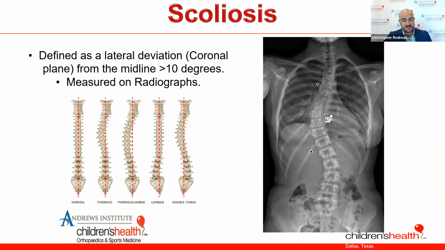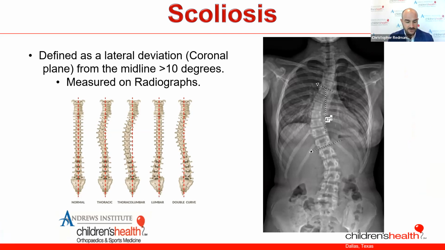When we look at scoliosis itself, it's defined as a lateral deviation of the spine of at least 10 degrees. Because this is a measured angulation for diagnosis, scoliosis can only officially be diagnosed by radiographs. We will discuss this further on in this lecture.